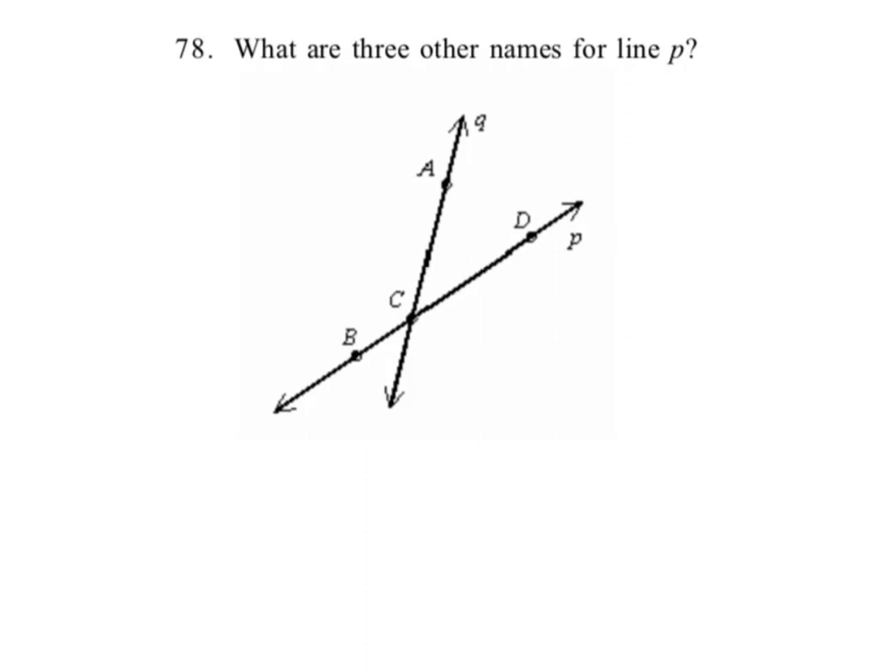Okay, 78. What are three other names for line P? Where is line P? That is this right here. How do I know it? Because it's labeled with a little lowercase cursive p. What's another way of naming lines? Well, we can name lines with any 2 points.